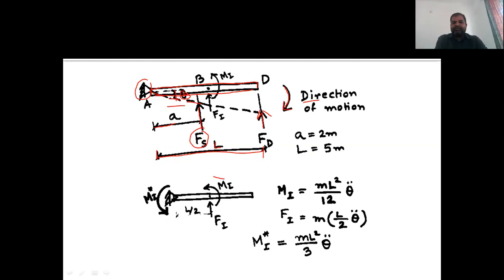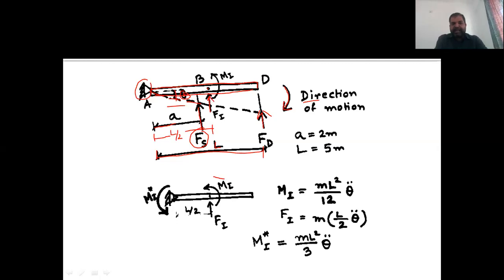And the third is the inertia force, which will act at the midpoint, at a distance of L by 2 from here. So this is a distance L by 2 from here, and this force is going to act here. So that is the Fi force.